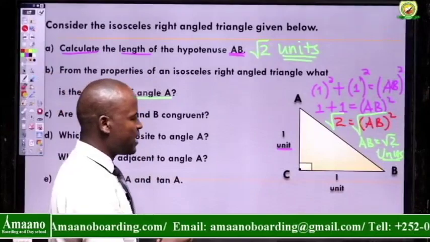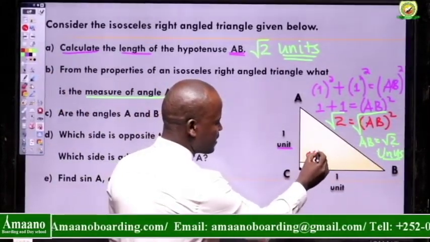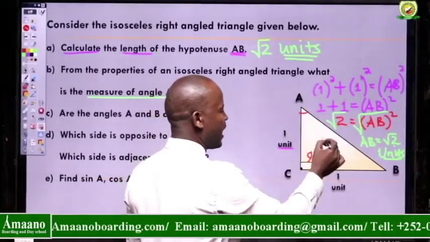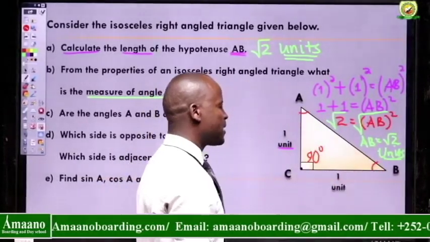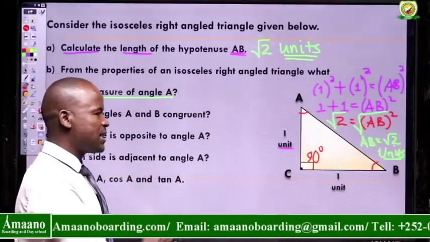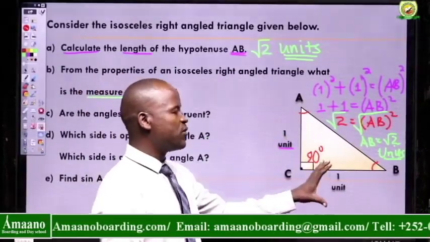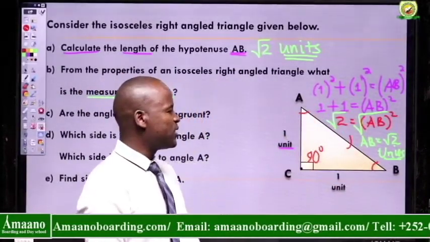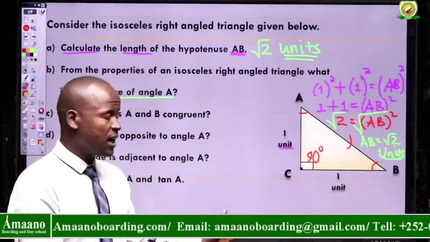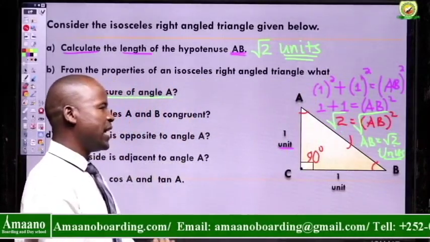As you can see here, we have angle C, which is 90 degrees, the right angle, and the two angles, angle A and angle B, are the base angles of this isosceles triangle. It is a right-angled triangle and at the same time isosceles. And we know that the sum of the interior angles of a given triangle is 180 degrees.